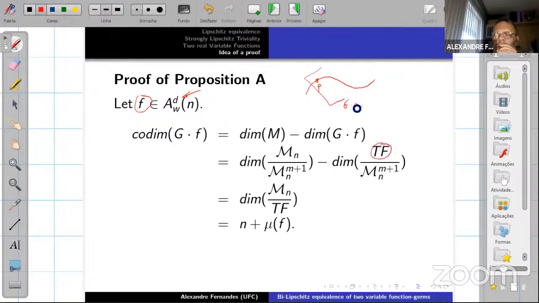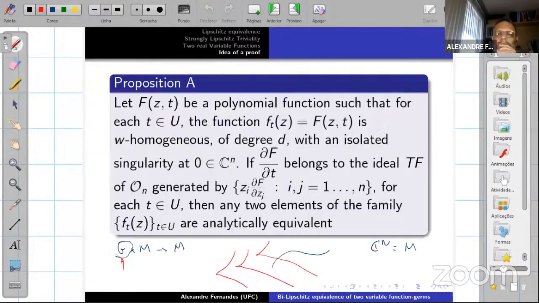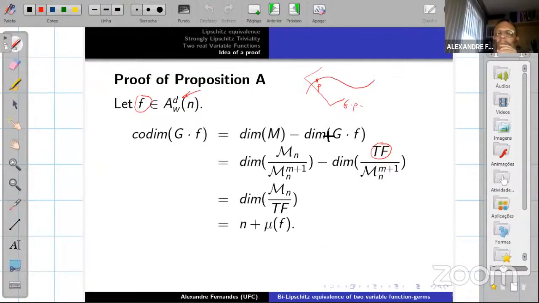This space is this one. It is the ideal generated by z_i times the partial derivative of the family with respect to z_j. This is the tangent space of the orbit, truncated by this power of the maximal ideal. Then using algebra, you show this dimension is equal to this dimension.